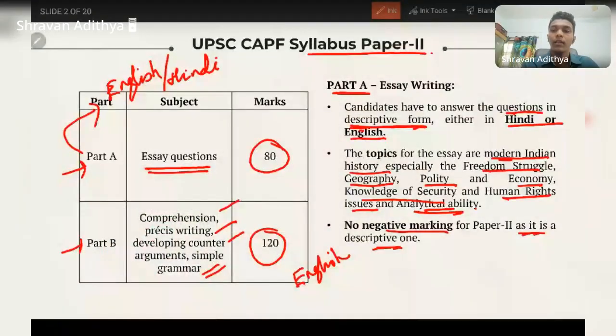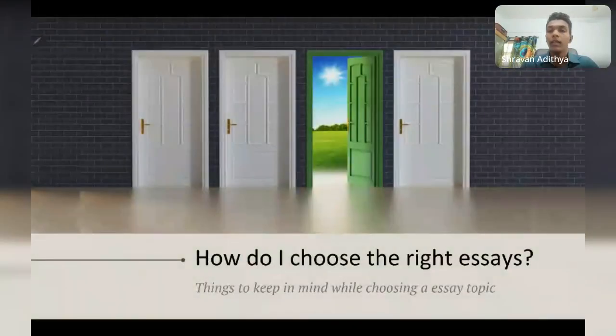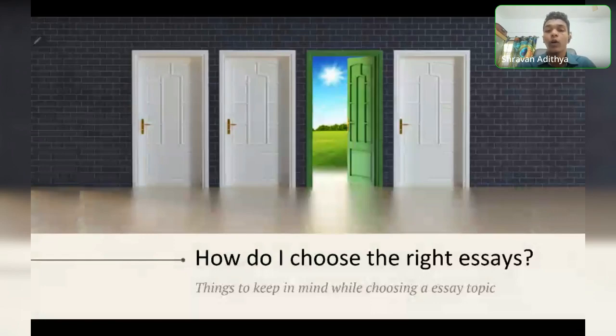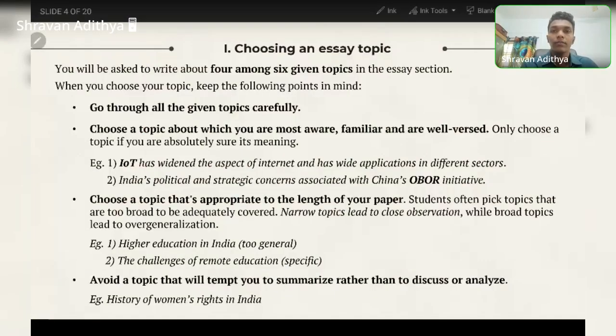Okay, let's move on. So the first one is about how to choose the right essays. Things to keep in mind while choosing an essay topic. Most of the students find it difficult doing this first part itself. You are given a choice, as you might know. So here you have to write about 4 essays among 6 given topics in the essay section, and each essay is about 300 words.